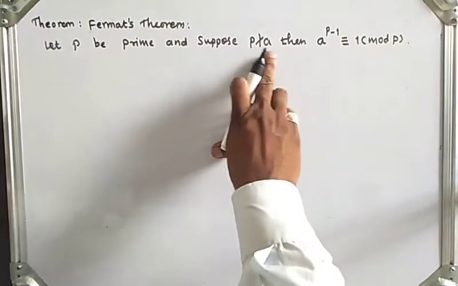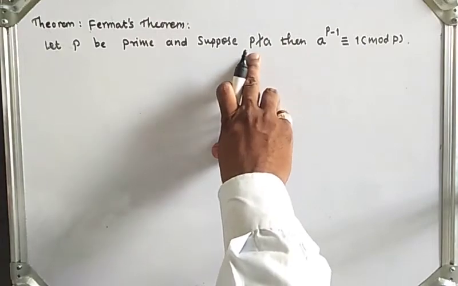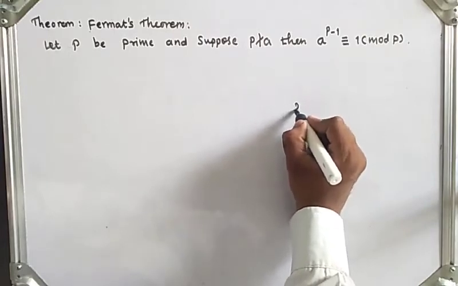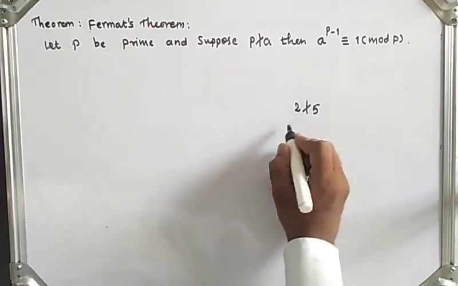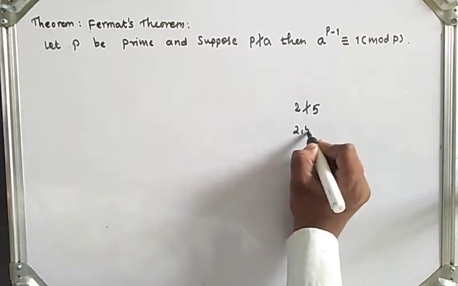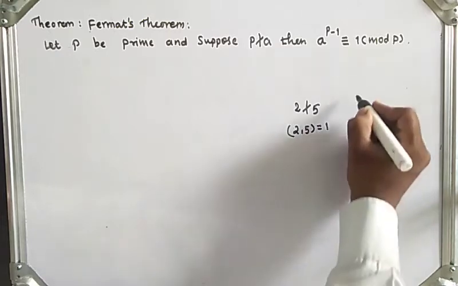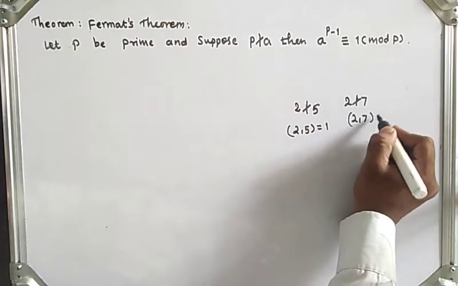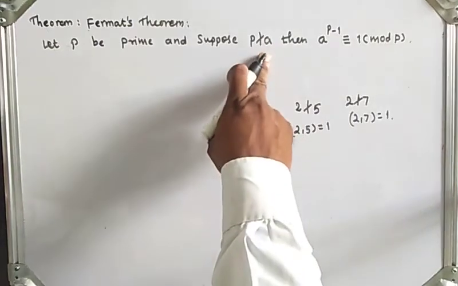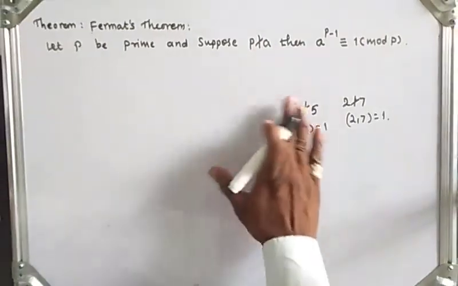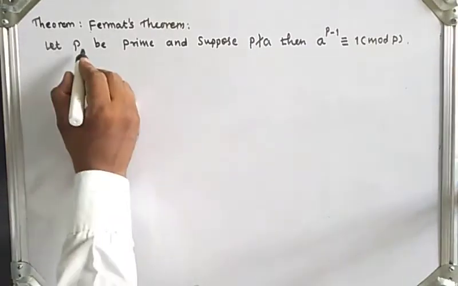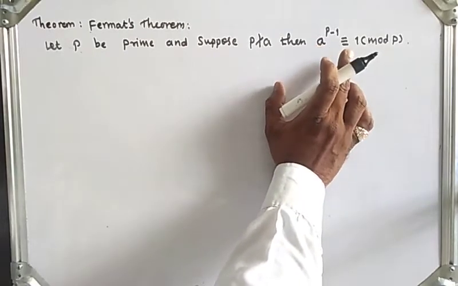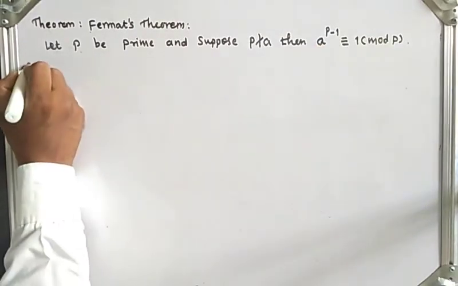So P doesn't divide A means what? The GCD of these two numbers will be 1. For example, 2 does not divide 5 means the greatest common divisor between these two numbers will be 1. For example, again 2 does not divide 7, so the GCD of 2 and 7 is again 1. Here P does not divide A, so the GCD of those two numbers will be 1. So P is the prime number and A raised to P minus 1 is congruent to 1 modulo P when divided by P.